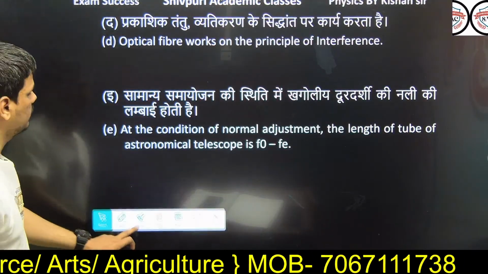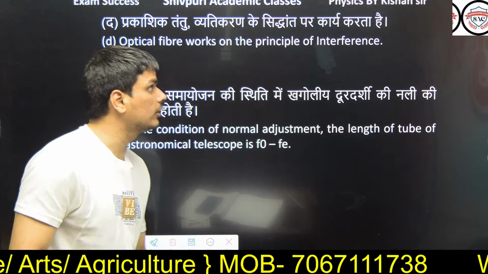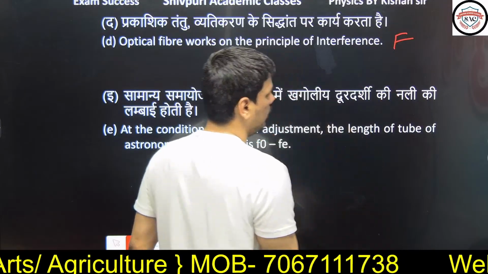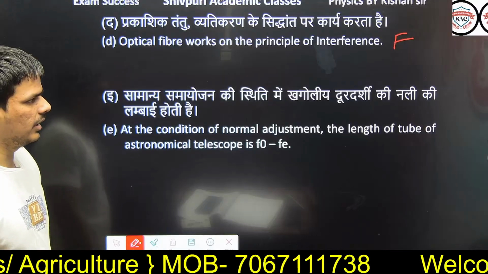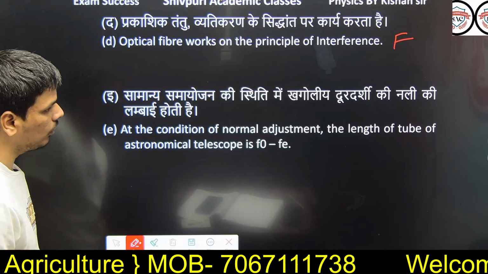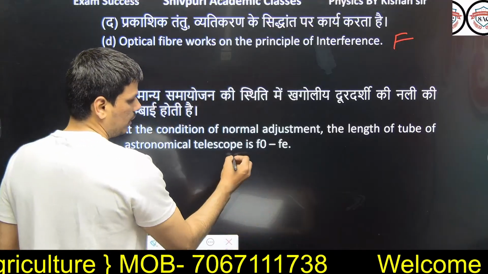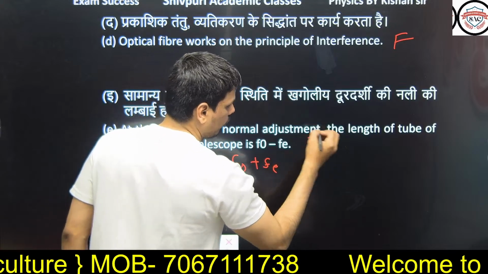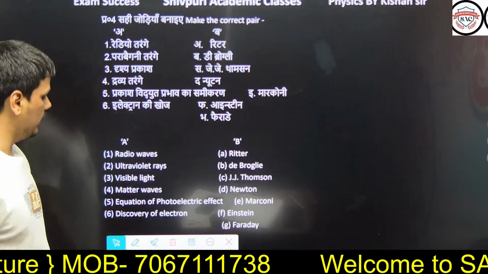Now next question is optical fiber works on the principle of interference. No, it works on the principle of total internal reflection. So the answer will be false. Next is at the condition of normal adjustment the length of tube of astronomical telescope is fo minus fe. No, the length should be fo plus fe. So it is also false. Okay, we should move towards the next kind of questions.